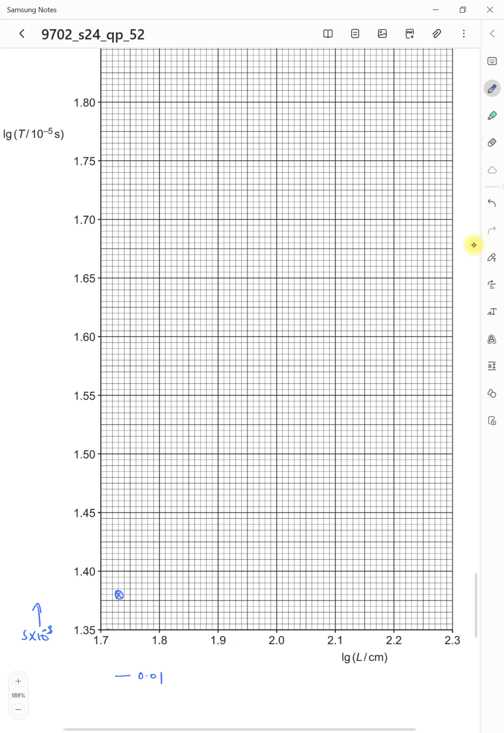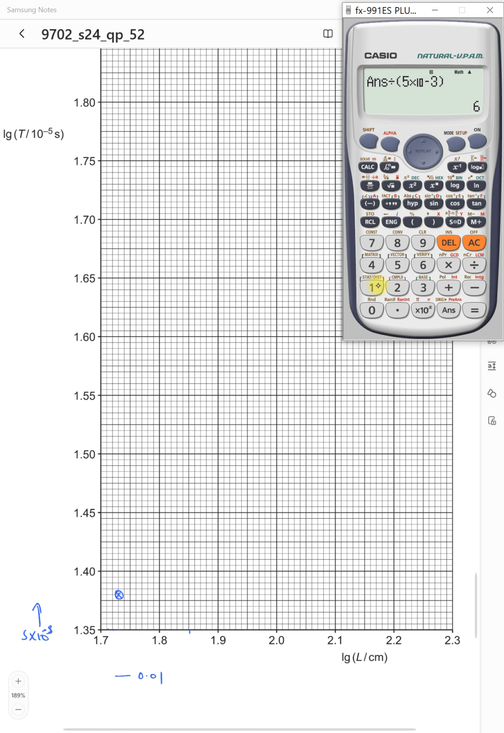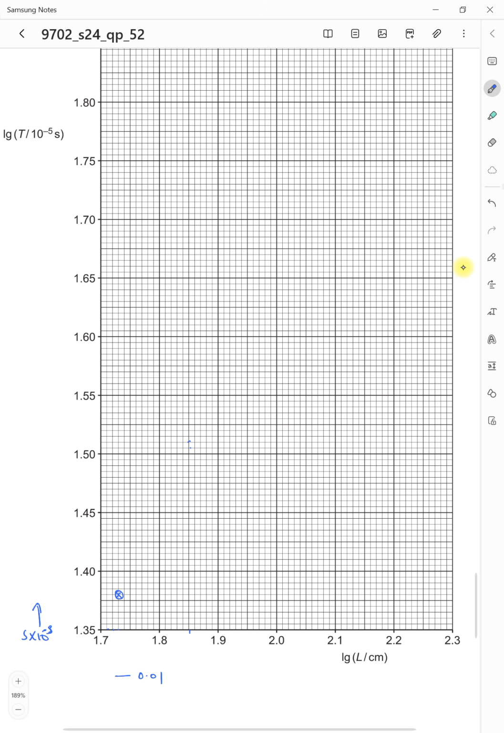The next one is 1.85 on the x-axis against 1.51. So 1.85 I think is in the center against 1.51. So 1.51, I'll use my calculator to be very accurate. 1.51 minus 1.5 divided by the scale, which is 5 exponent minus 3. Those are two squares, so this is going to be 1, 2. So this is the point.